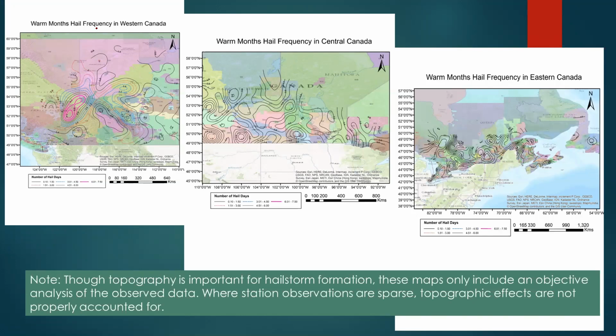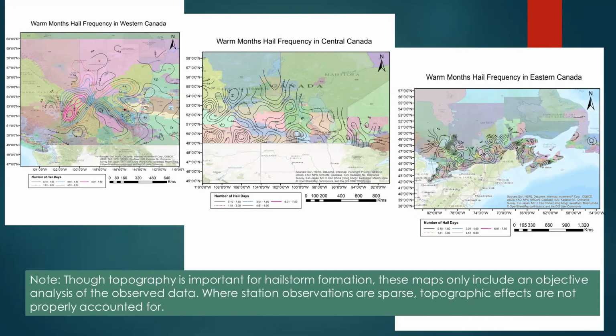So this is warm months hail frequency. So it's only May to September. And the map on the left is for Western Canada. So you can recognize here's British Columbia out west here. Then we've got Alberta in this area. And it's characterized by some fairly strong areas of high hail frequency. I'll be able to show you a blow-up of this in another slide.